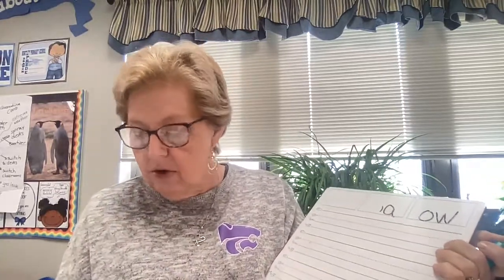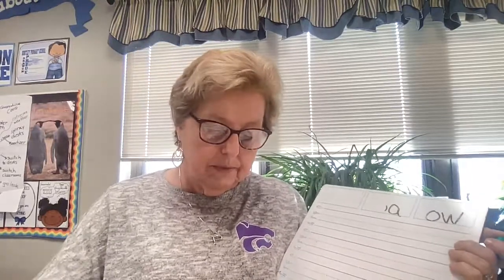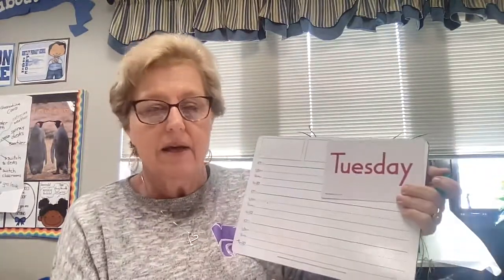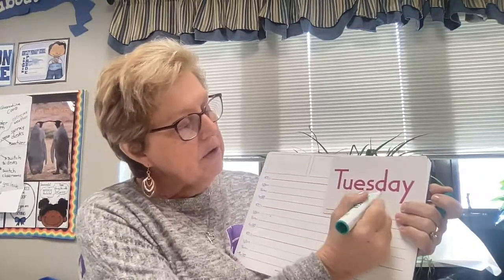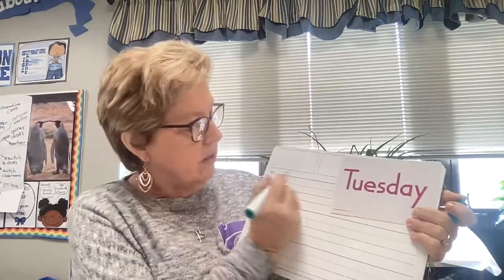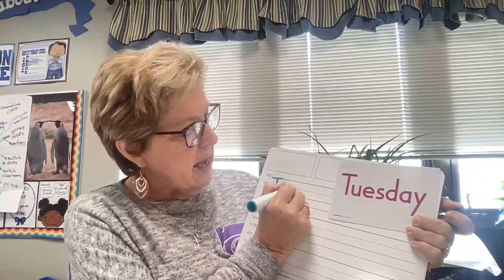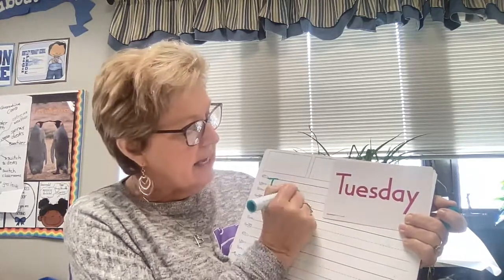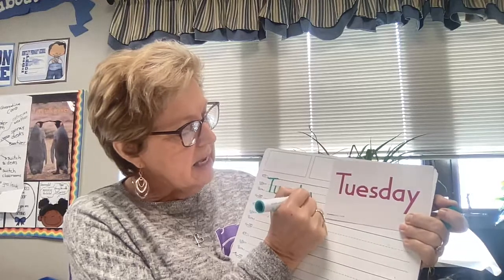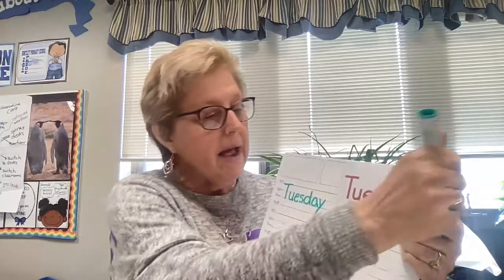Okay, next trick word. Echo me. Tuesday. Let's write the word Tuesday. Now, Tuesday, you know how to spell day, D-A-Y. So we focus on the first part. T-U-E-S. Notice that the S makes the sound of Z. Tuesday. D-A-Y. Tuesday.